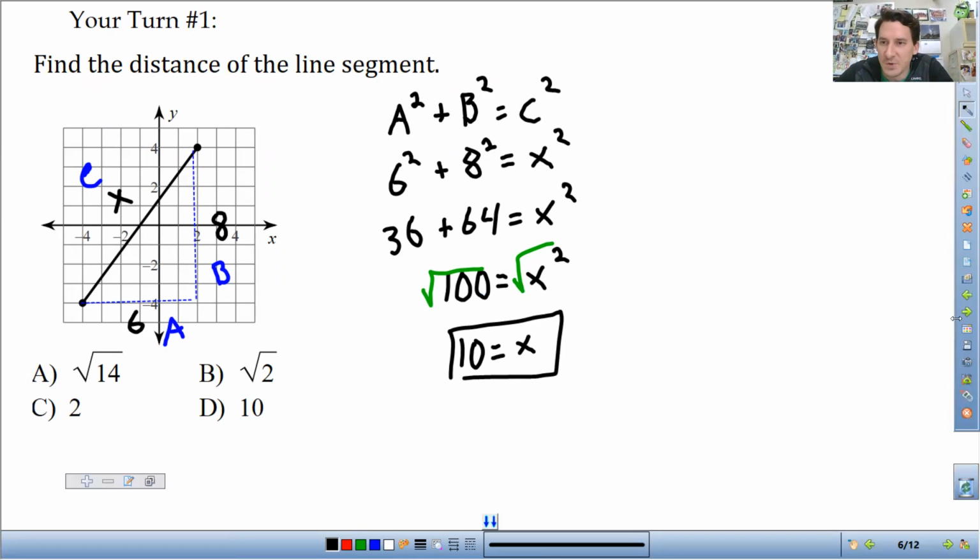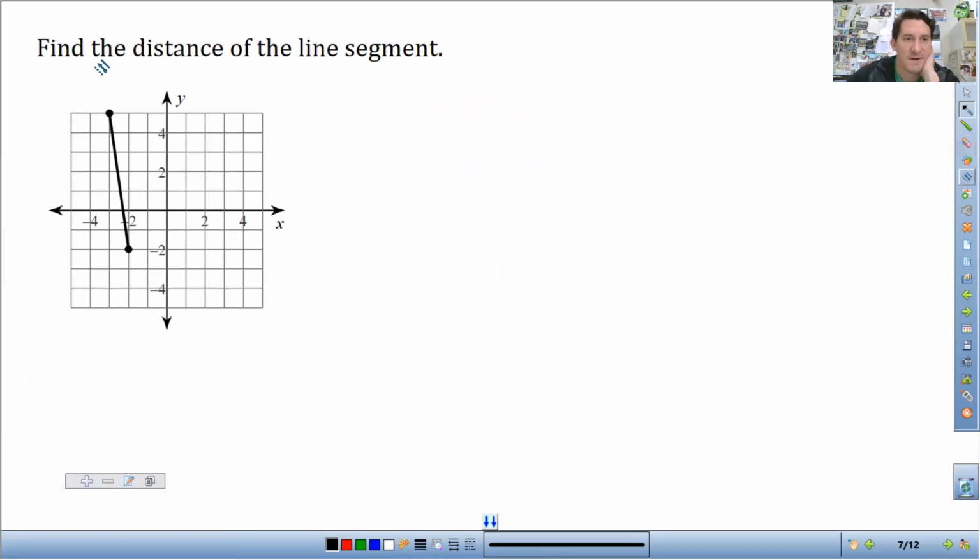We're done. Let's do one more with the graph. So again, you're going to start off, make a right triangle, count the side lengths. So this one here is 1. This is 1, 2, 3, 4, 5, 6, 7. And then we were trying to find the side length x. So a squared plus b squared is equal to c squared.